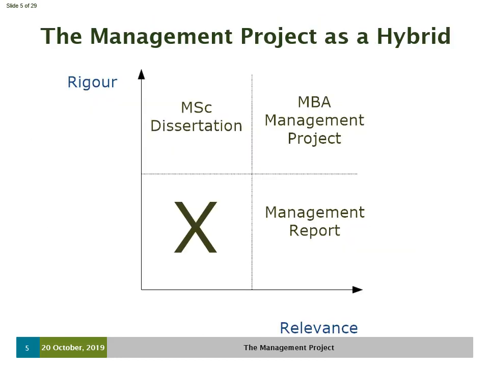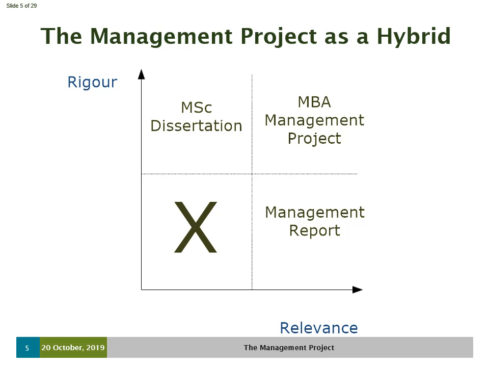This diagram shows the difference between an MBA management project, an MSc dissertation and a management report, the kind of thing that you'll be used to producing at work. The management project is a hybrid between a dissertation and a management report and is differentiated between rigour and relevance. Obviously, we don't want something that does not have rigour and does not have relevance. Alternatively, a management report may have the relevance but won't have the rigour of an academic report. Alternatively, an MSc dissertation will have plenty of rigour but may not be applied in the workplace.